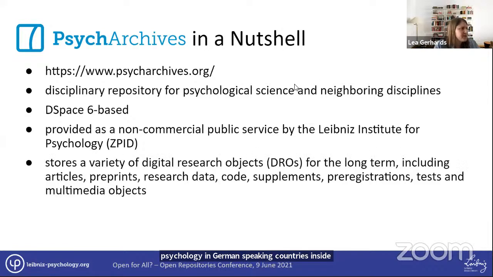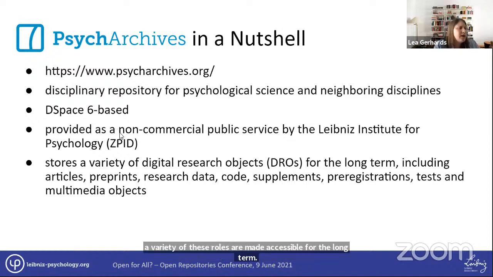In Psych archives, a variety of digital research objects, which we call DROs for short, are made accessible for the long term. This includes articles, preprints, research data, code, supplements, pre-registrations, tests, and multimedia objects. DROs in Psych archives are assigned a DOI to make them easily and uniquely citable, and they are also indexed in public search engines such as Google Scholar and PubPsych, for example.